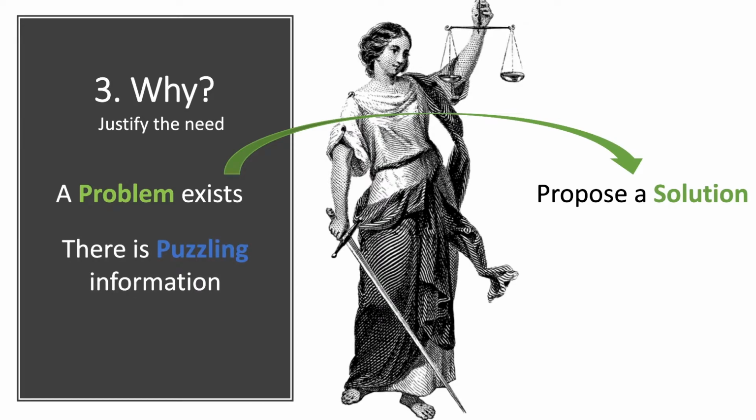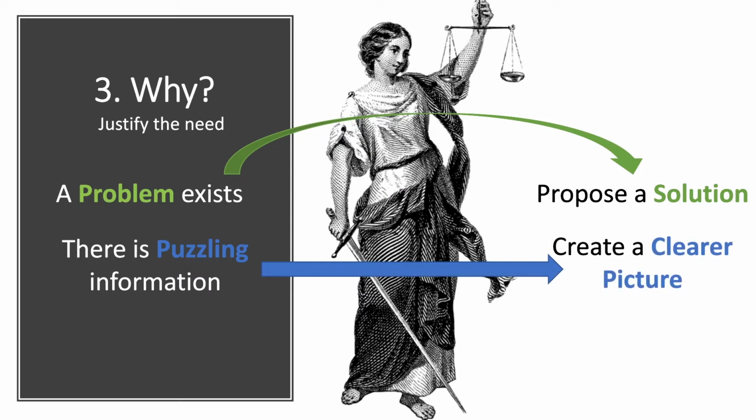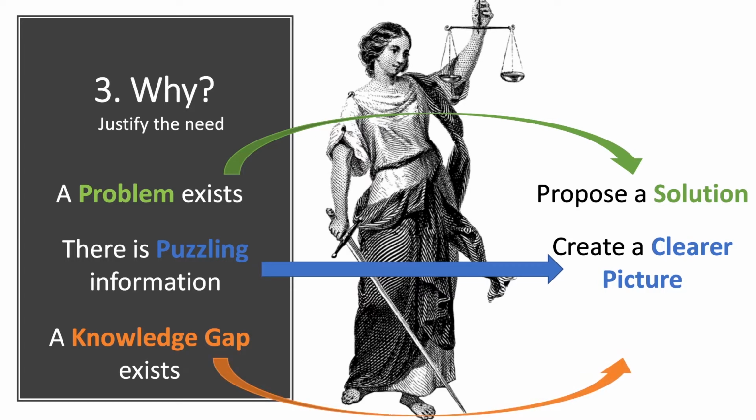Perhaps there's puzzling information. We don't have a fully clear picture yet, which justifies the need for your research because you're going to try to lead the reader towards a clearer picture and a better understanding. And of course, there might just simply be a knowledge gap that exists, in which case we've justified the need for our research because we're going to attempt to fill that gap.